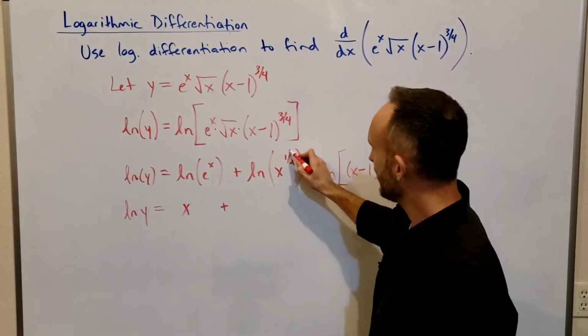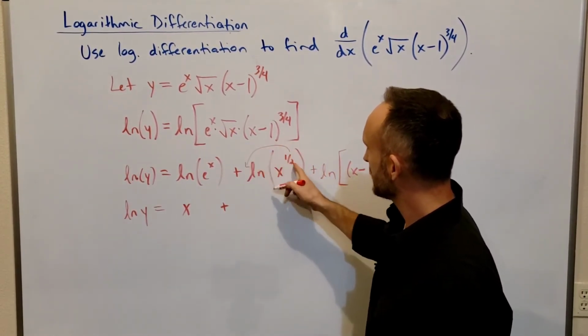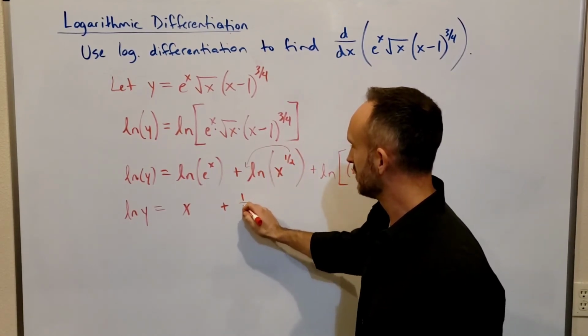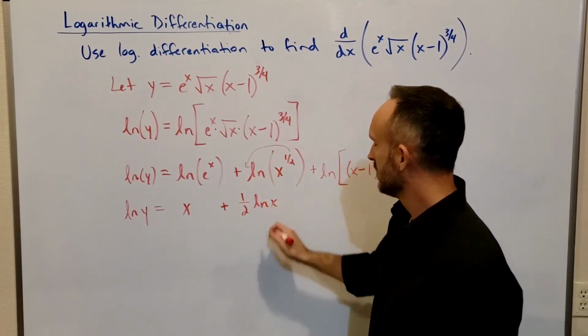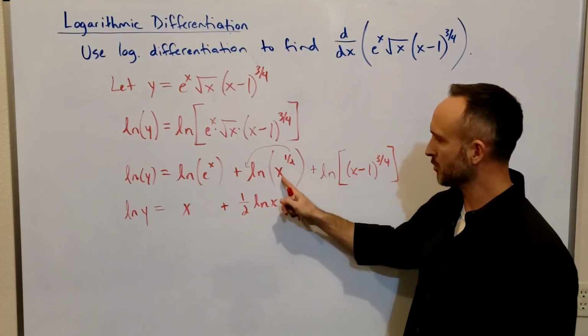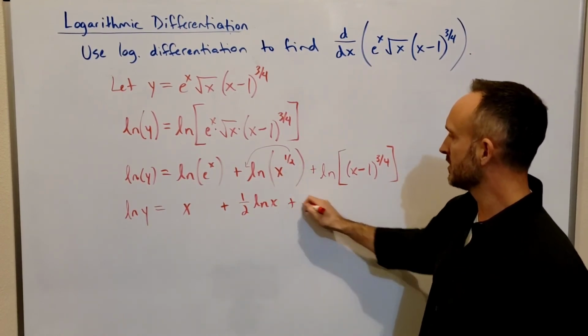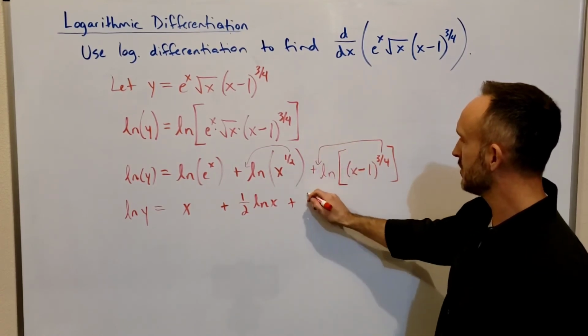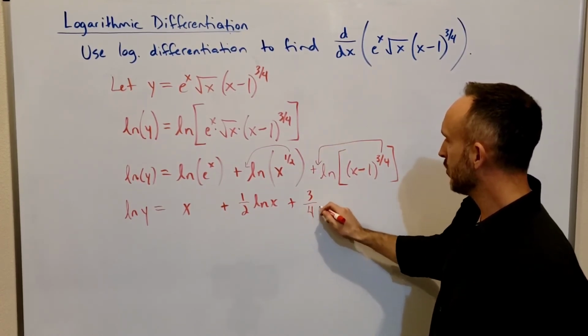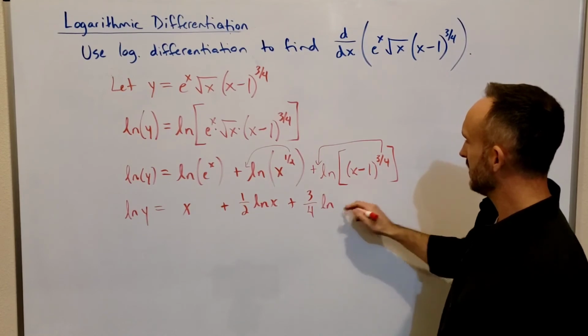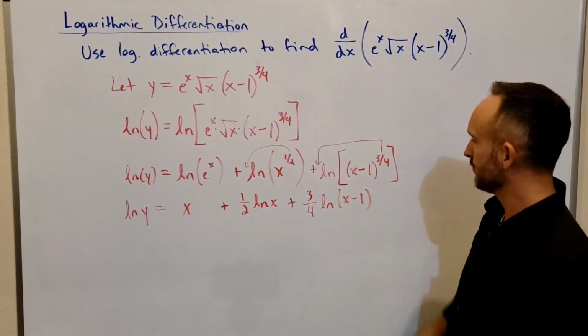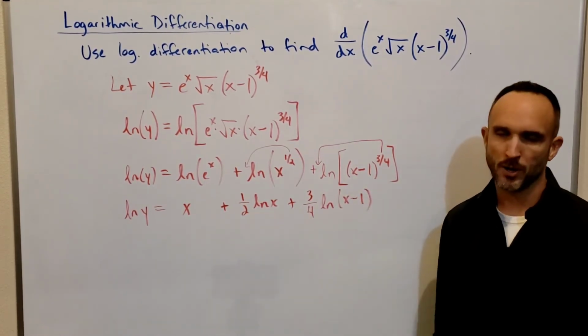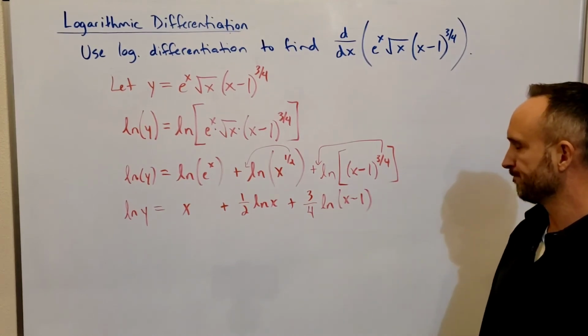Plus, over here, the logarithm law is going to turn the exponent of 1/2 into a coefficient of 1/2. So now we've just got 1/2 times the natural log of x. Plus, similarly, this exponent is going to turn into a coefficient. So we get 3/4 times the natural log of, in this case, x minus 1. Okay? Just using log properties, no calculus so far.